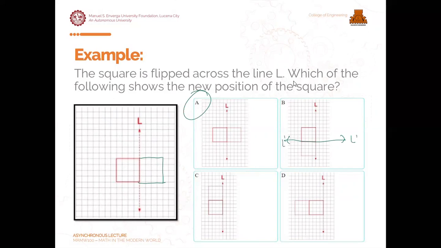Same with letter C. So yung mirror line naman niya is nasa top naman daw nung mismong shape natin. So kaya hindi siya yung naging mirror line natin. Then with D, nandito naman siya sa right side niya. Okay? So kaya ang tama is yung letter A.